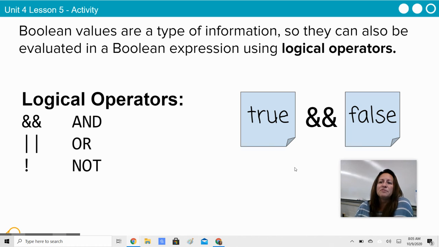Boolean values are a type of information, so they can also be evaluated in a Boolean expression using operators, but in this case, it's going to be logical operators, not arithmetic operators. The logical operators are, there are 3 of them, and, or, and not. The and is represented by 2 ampersands, or is represented by 2 pipes, and not is represented by an exclamation point.